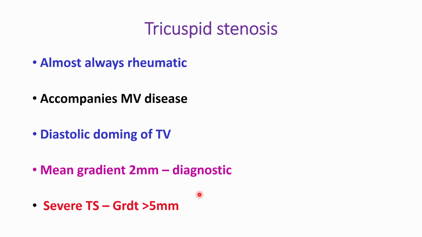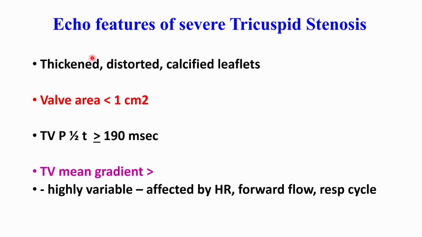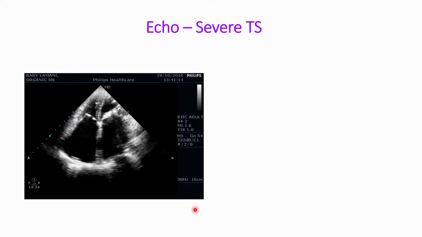So severe TS if the gradient is more than 5 mmHg. Echo features of severe TS: one is thickened, distorted leaflets, doming. Then we can see the valve area less than 1 centimeter square, and pressure half time more than 190, velocity more than 1.5 meters per second, and mean gradient more than 5. However, it is very highly variable, depending upon the heart rate, flow rate, and respiratory cycle also.